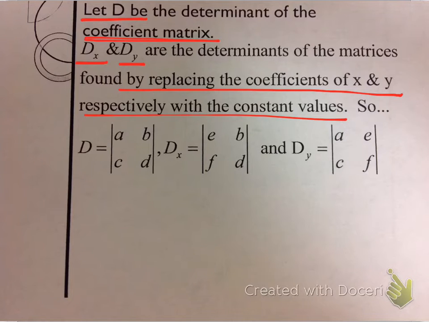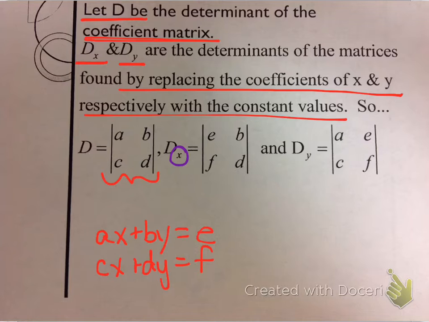So I want you to notice the previous system was ax plus by equals, what was it called? It was called e. And then it was cx plus dy equals f. And so here's our coefficient matrix, right? a, b, c, d are all in place. And when you're solving for x, they're going to take this x column right here and replace it with the constants from the other side of the equations.